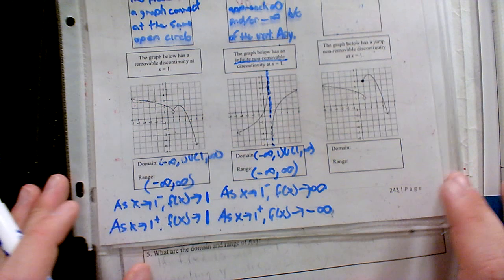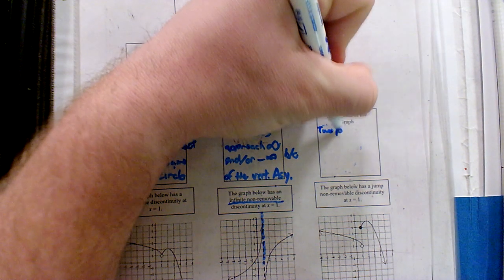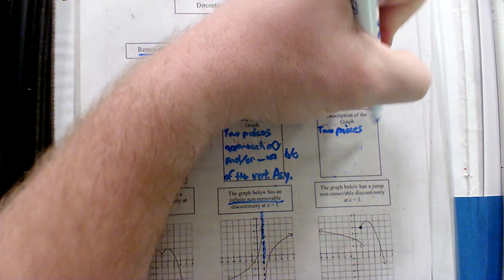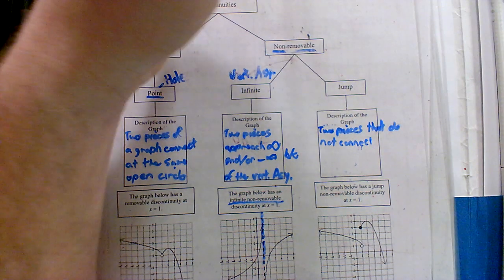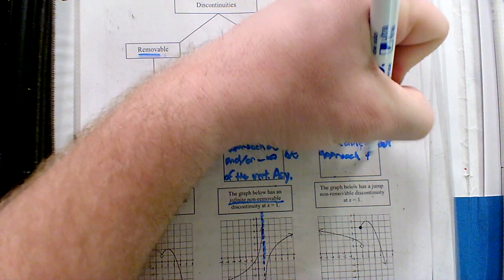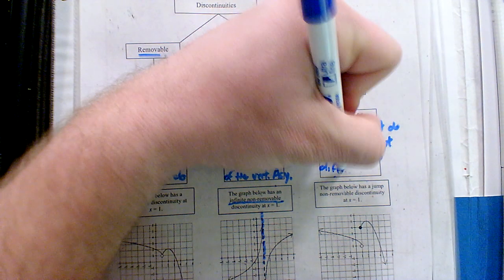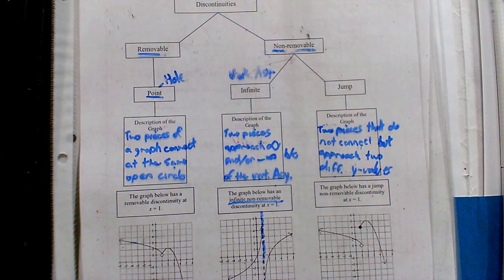All right, let's look at our second non-removable. It's known as a jump. So a description of the graph: we're going to have two pieces that do not connect but approach two different y values. So two pieces that do not connect but approach two different y values.